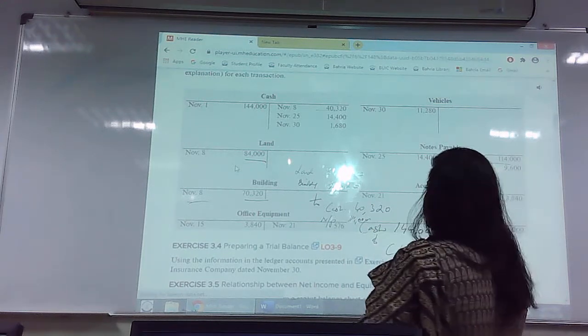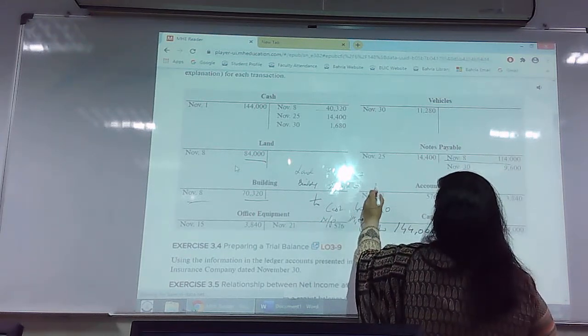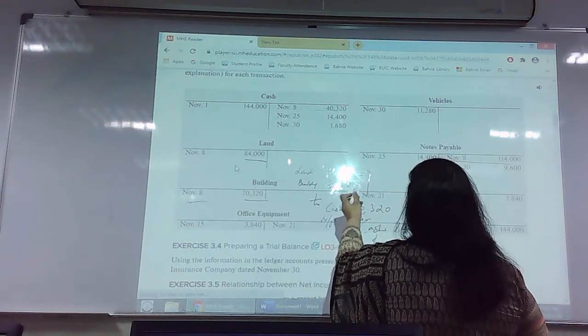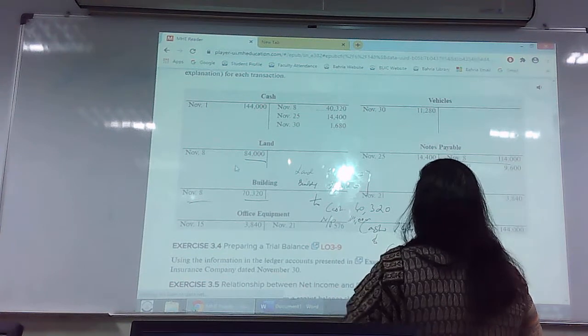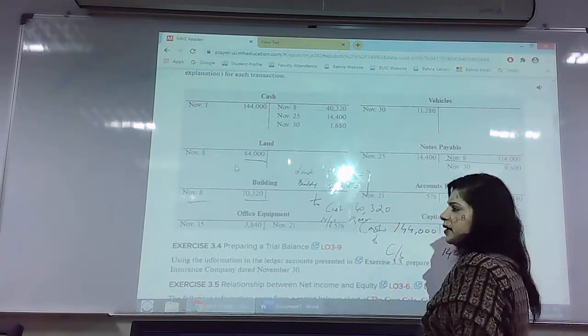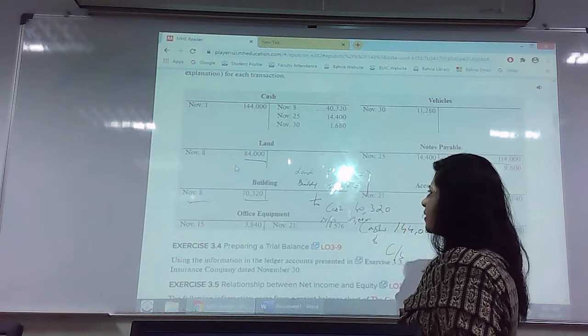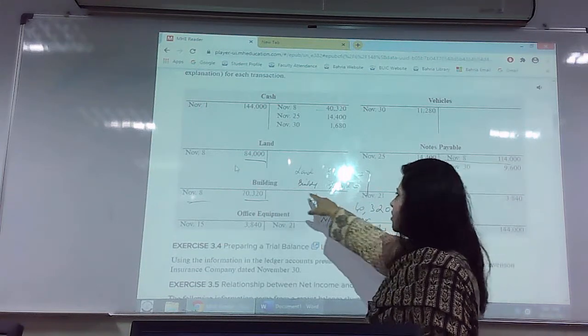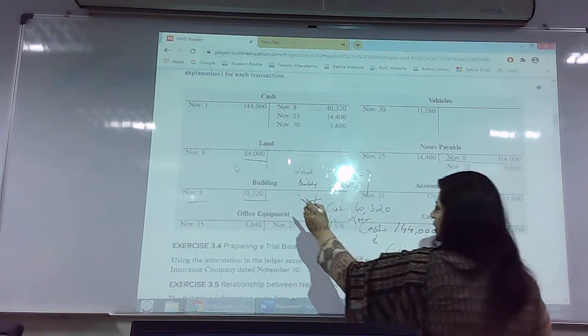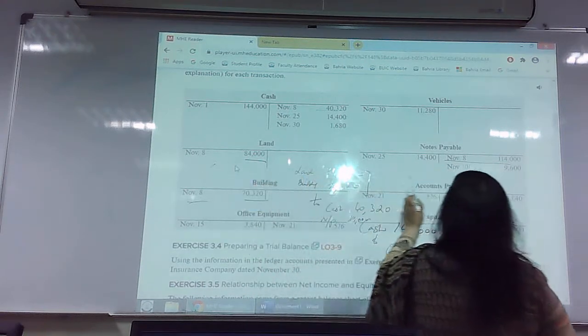So you have to add these up, 70, 80, 90, so it's 154,320, and you also have to see that this is 154,320. They are balanced at the moment, okay? Because the debit side is equal to the credit side. So that means on November 8th, you did this entry. And the date has to remain the same. Make sure that this date is the same.